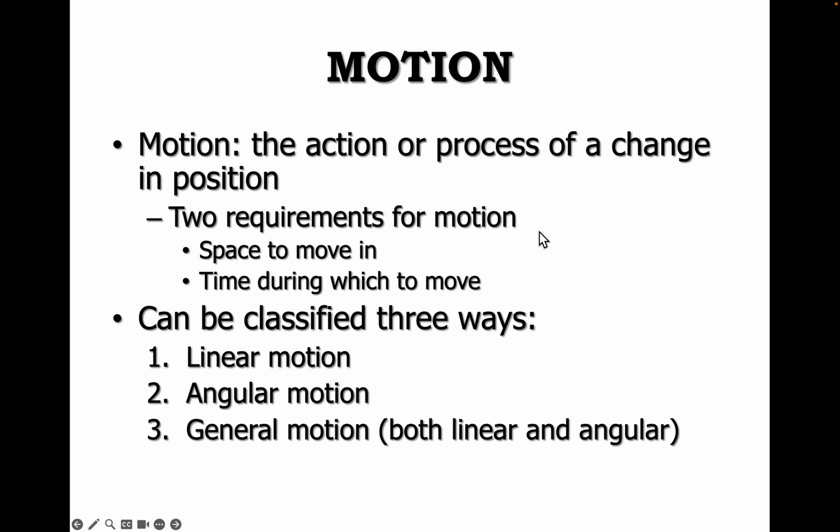Now let's talk about motion. Motion is essentially just the way that we change positions. For us to change positions, we need two different requirements for motion to occur. Number one, we've got to have some sort of space to move in, because a change in position requires space. Number two, we need to consider the time it takes for us to move. And this can be classified in three different ways: we can look at linear motion, angular motion, and general motion, both linear and angular. Again, we'll talk about that in the coming slides.